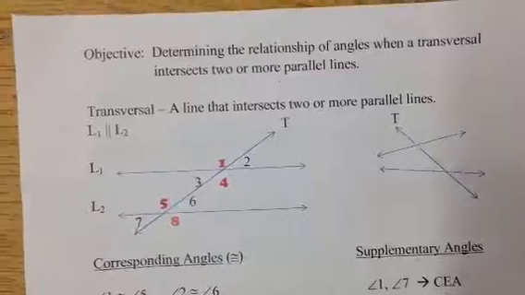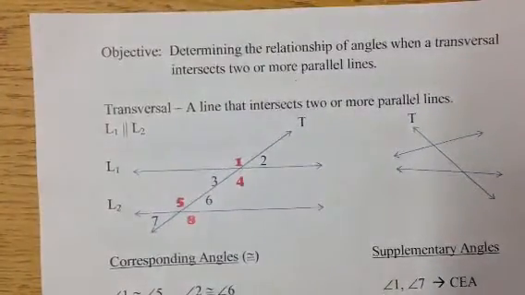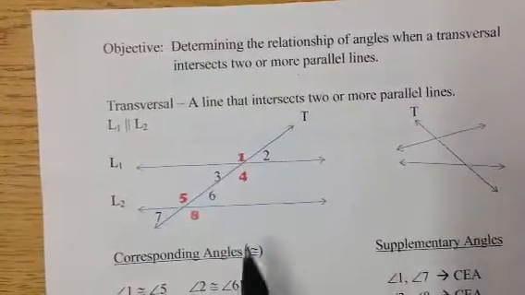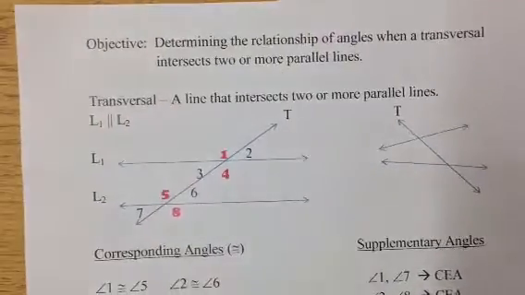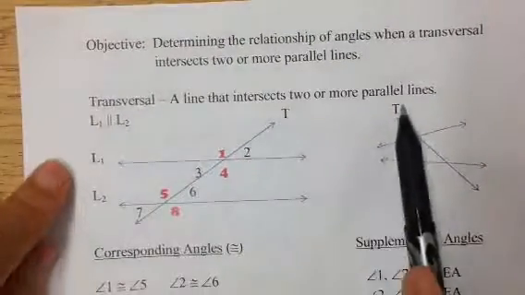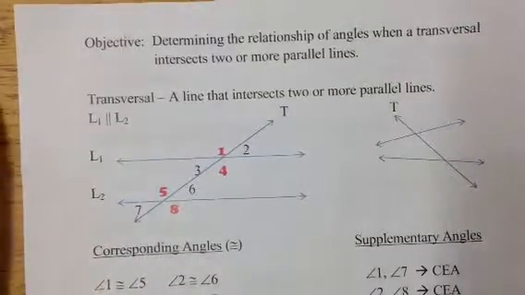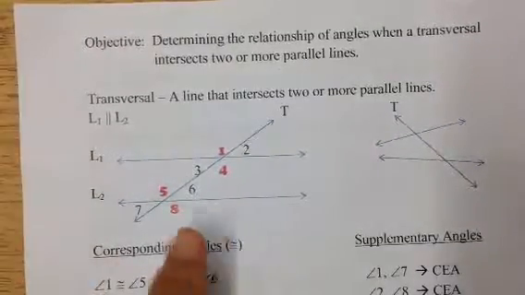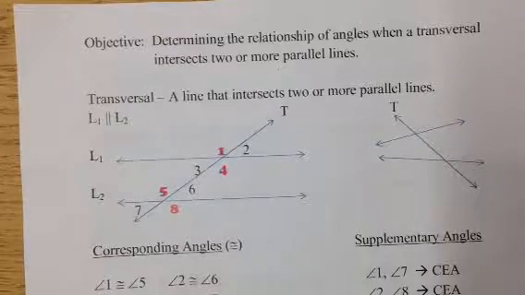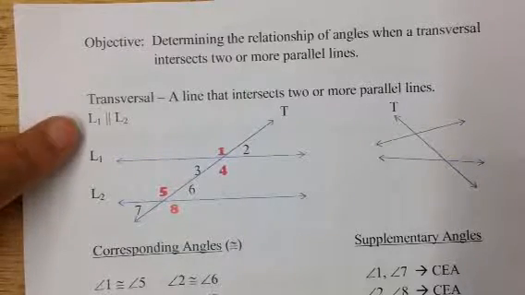We're going to be talking about determining the relationship of angles when a transversal intersects two or more parallel lines. Now, notice I said parallel lines, and somebody's going to have to tell you that the lines are parallel, because remember, you can't look at two lines and say, oh, those are parallel. Someone has to tell you, it has to be a symbol, or it has to be understood, and none of those apply. You're going to have to be told.